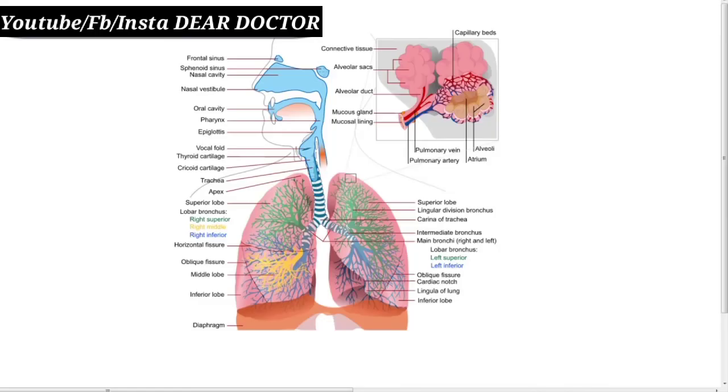Now here we see a very simplified illustration of the human respiratory system, and it consists, starting from the nose, of the nasal vestibule and the nasal cavity, as well as the oral cavity. Please note that the oral cavity is mainly supposed to be used for food intake rather than breathing. This is controlled by the larynx here. You also have the frontal sinus here and the sphenoid sinus here. Then you have the pharynx here and the larynx here.